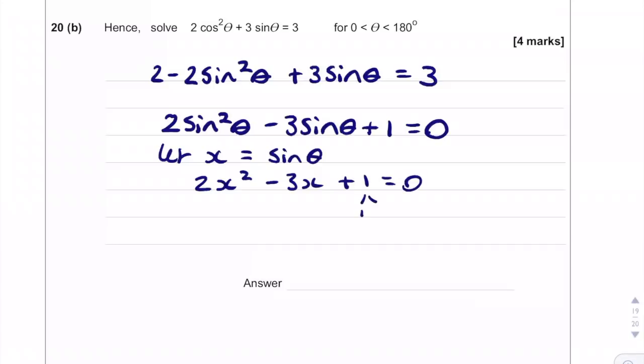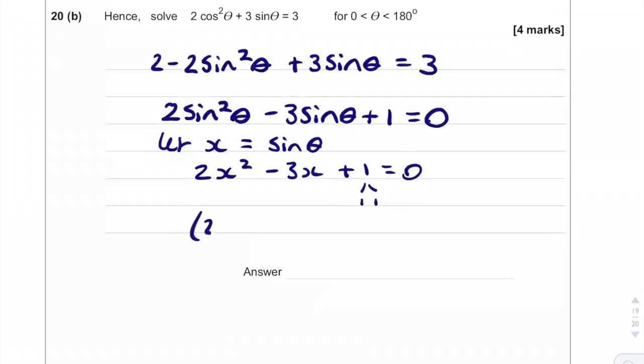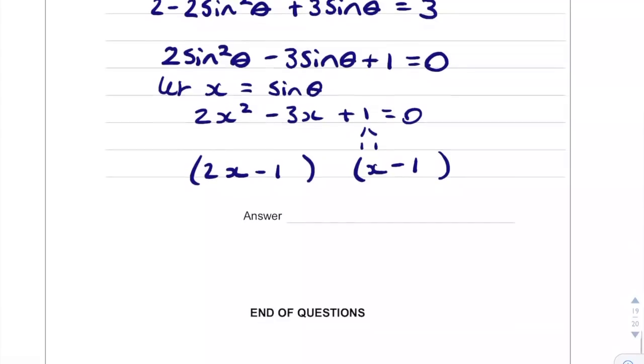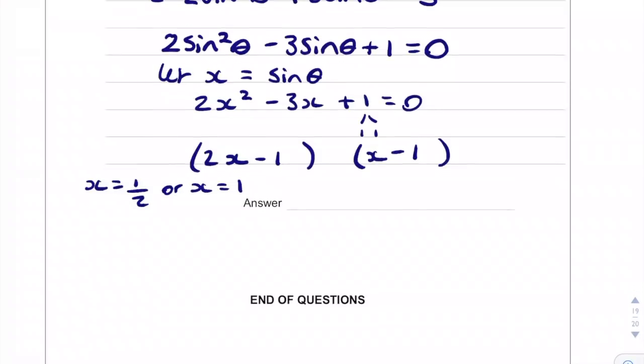Well, of course, this only has factors of 1. So we make that 2x, that x, that must be minus 1, and that must also be minus 1. And if we expand those brackets, we get 2x squared minus 2x minus x, which is minus 3x plus 1. So that works. But what we need to say is, because the solutions of this equation are x equals a half or x equals 1, we now need to replace x with sine theta. So we get sine theta equals a half or sine theta equals 1.